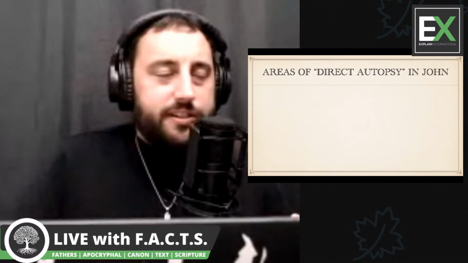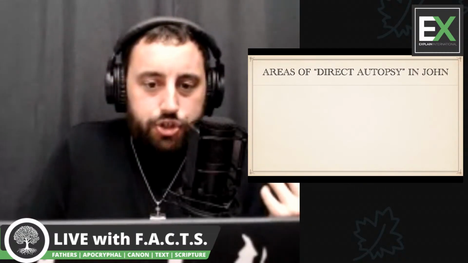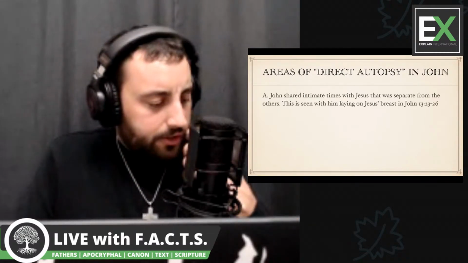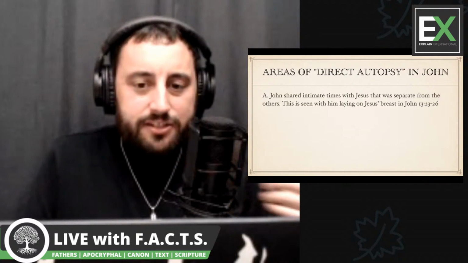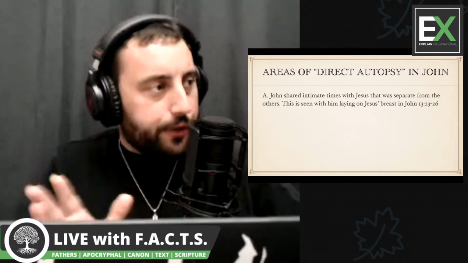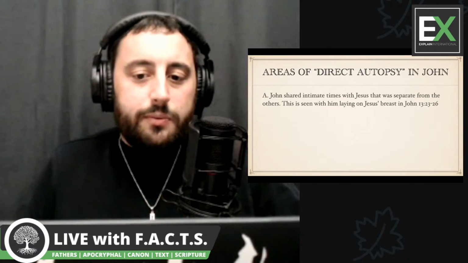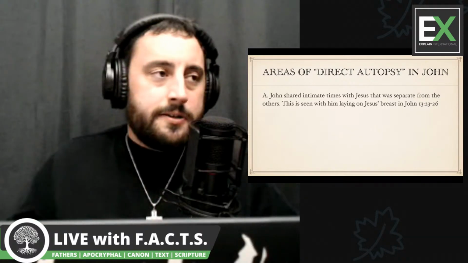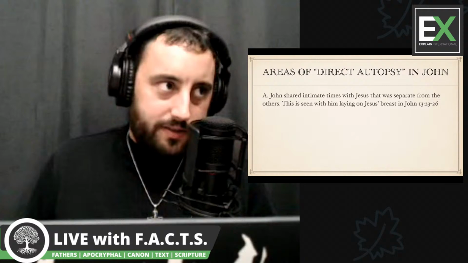So using Bauckham's term of direct autopsy, what are some areas of direct autopsy in John's gospel? Let's look at number one. John shared intimate times with Jesus that were separate from the other disciples. This is seen with him laying on Jesus's breast. And this is common there too.